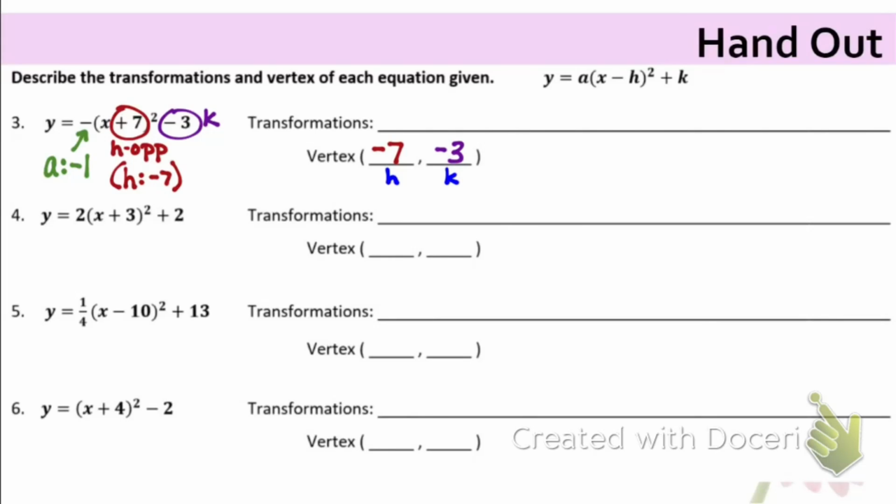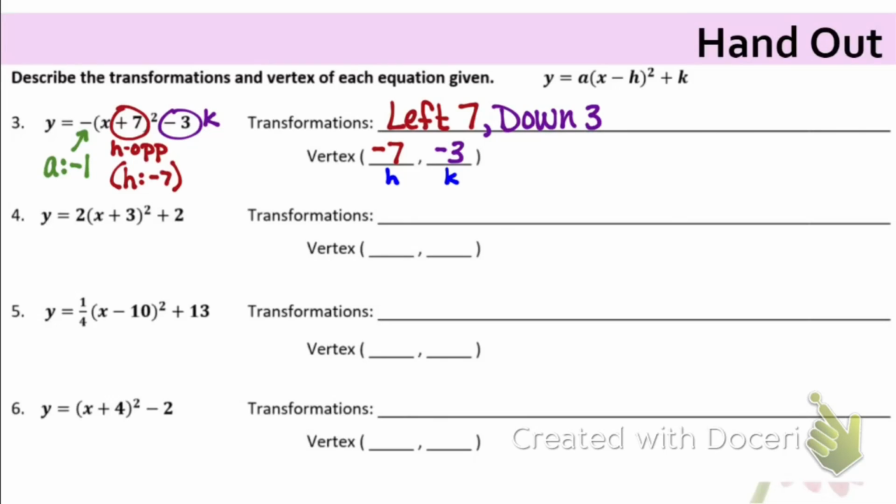If H is -7, which way did I go? Left. How far? 7. So compared to the parent, this has been shifted left 7. What did the K value do to it? Down 3. I've talked about what H did to it. I've talked about what K did to it. Who have we not talked about yet? A. A is -1.